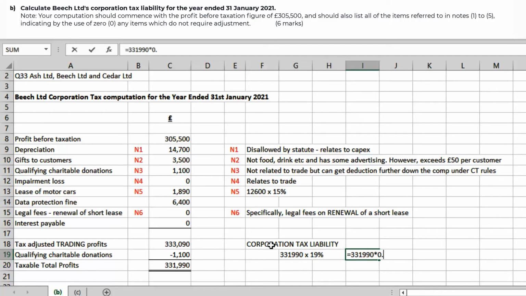Get used to using these formulas. 19%, 63,078.1 is the corporation tax liability. In terms of marks, you'd get half mark for depreciation, half mark gifts to customers, half for impairment loss, qualifying charitable donations. You'd get a mark for the lease, and everything else would be half a mark. Looking at that would give you 6 marks.